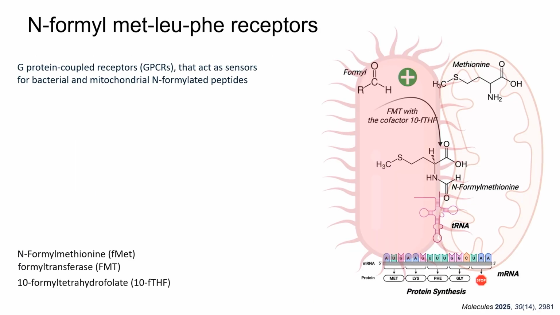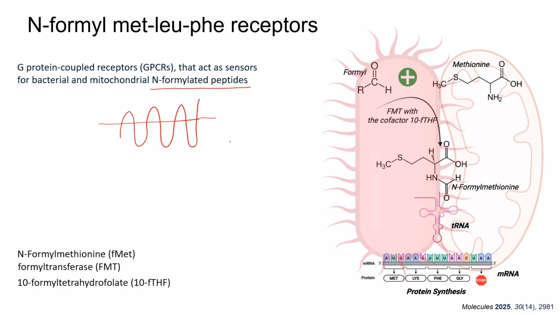All right, this one is a different receptor. It's called the N-formyl methionine leucine phenylalanine receptor. This is a G protein coupled receptor. When we say G protein coupled receptor, it's a 7 transmembrane receptor. Suppose this is a membrane, so this will be a transmembrane domain: 1, 2, 3, 4, 5, 6 and 7. This 7 transmembrane structure can identify ligands from outside, and particularly it identifies N-formylated peptides.